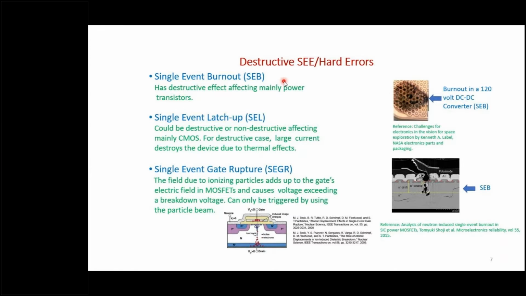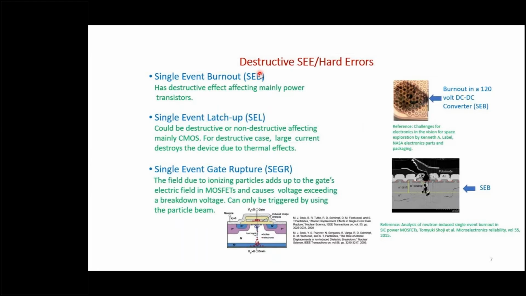Next one, we talk about the destructive SEE or hard errors. The first one is single event burnout. You can see in this case, a DC to DC converter has been burned, and this happens mostly in power MOSFETs where there is physical damage to the part. And then there's single event latch-up, the destructive version, where the current that passed through was so large that it has destroyed the circuit. So even recycling the power does not fix the problem.